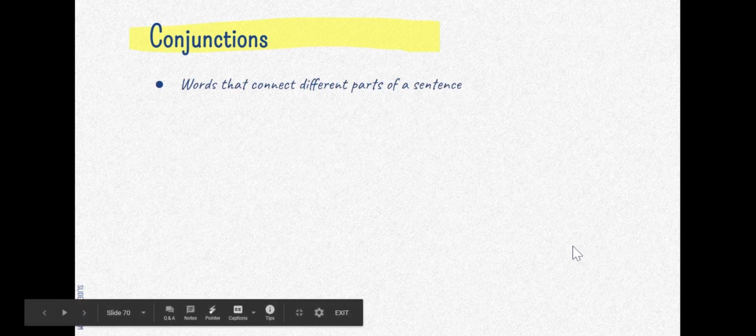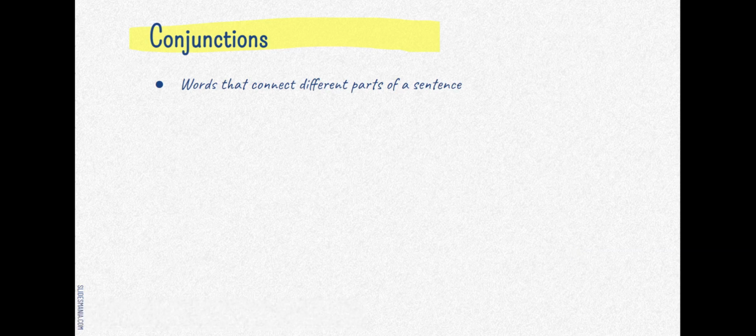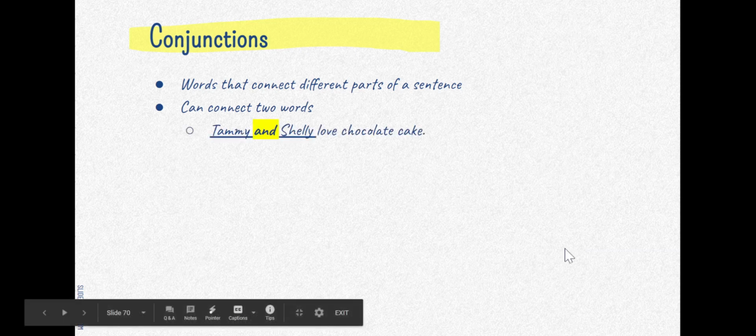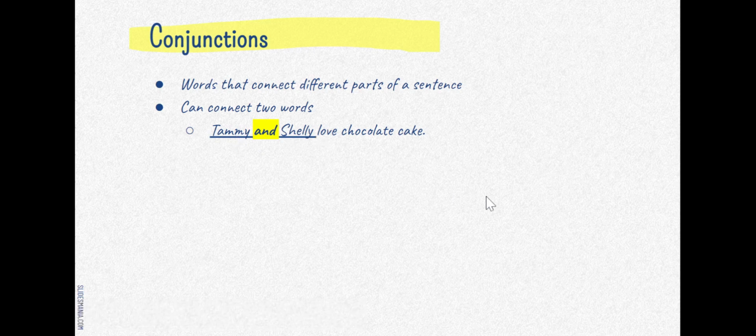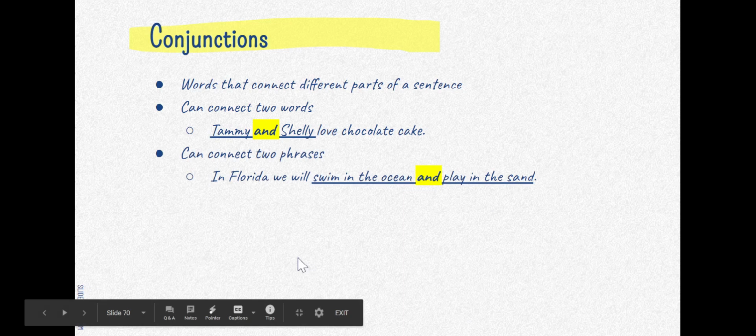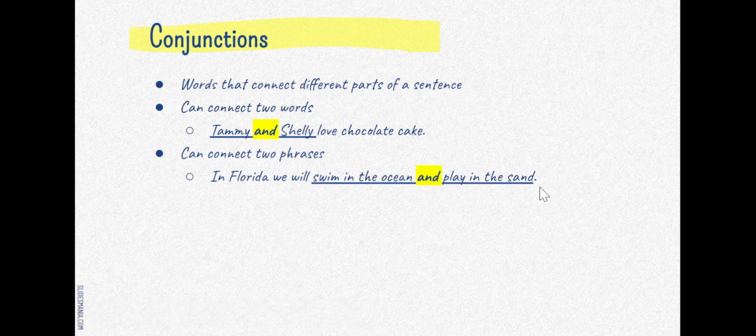Conjunctions are words that connect or join different parts of a sentence. They can connect two words, like Tammy and Shelley love chocolate cake, and is the conjunction connecting the two words, Tammy and Shelley. It can connect two phrases, like in Florida, we will swim in the ocean and play in the sand, and is the conjunction connecting those two phrases.